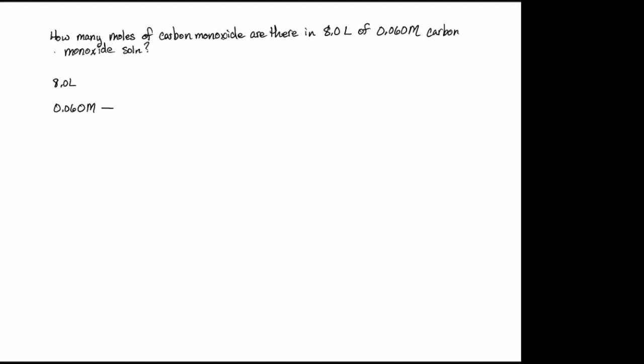One thing that will help is if I rewrite molarity in the correct fashion. So I'm going to rewrite this molarity as it should appear, which is 0.060 moles of carbon monoxide per 1 liter of solution. By doing this, I realized that the 8.0 has only one unit associated with it, whereas the molarity actually has 2 units associated with it. When determining where I'm going to start my calculations, I'll always start with a value that has only 1 unit associated with it. So I'll be starting with the 8.0 liters.